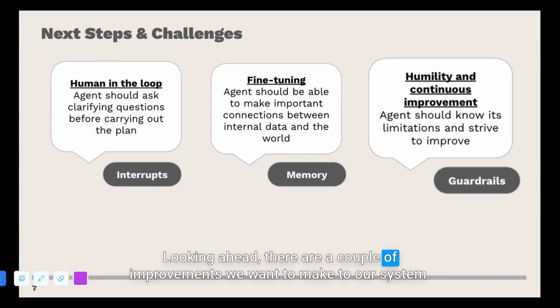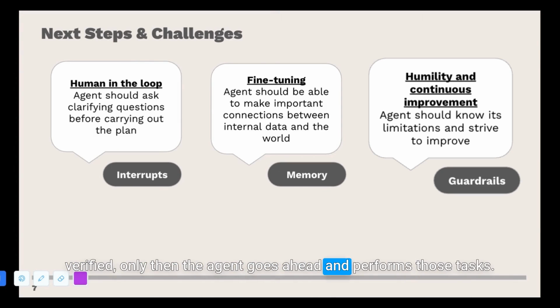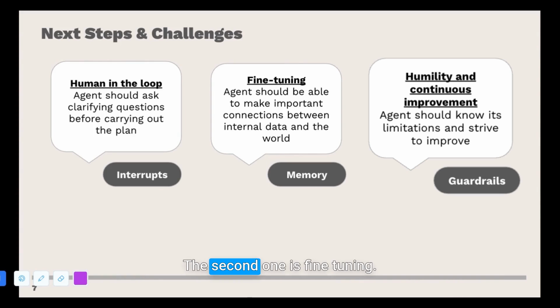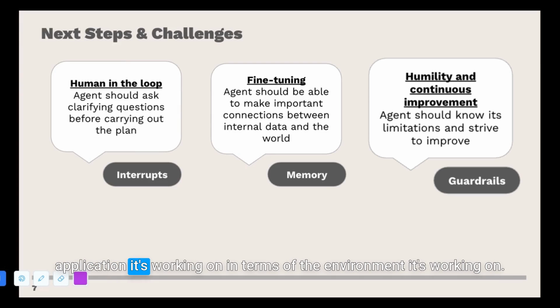Looking ahead, there are a couple of improvements we want to make to our system. The first one is that we want to have a human in the loop so that when the agent creates a plan, it is verified by the human. And once it's verified, only then the agent goes ahead and performs those tasks. The second one is fine tuning. We want the marketers to keep on working with their system so that the agent continues to have more and more context in terms of which application it's working on, in terms of the environment it's working on.